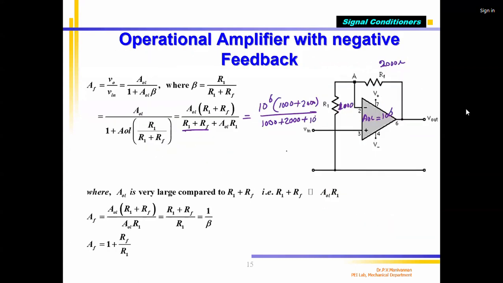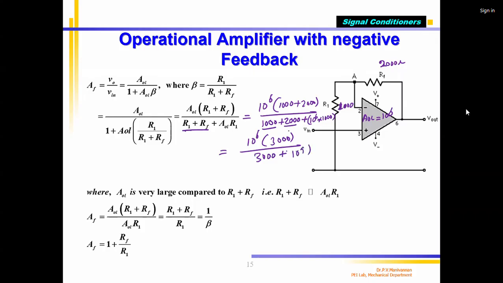AOL equal to 10 power 6 multiplied by R1. R1 is 1000. This term will become, numerator 10 power 6 into 3000, denominator 1000 plus 2000, correct? 3000 plus 10 power 6 into 10 power 3, since 1000 is 10 power 3. This will become 10 power 9.